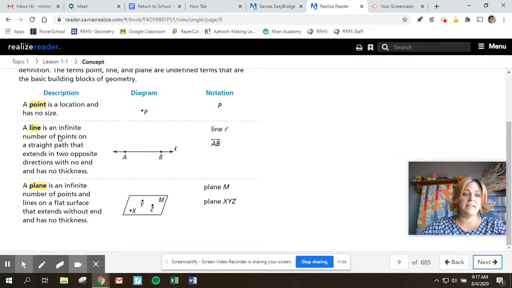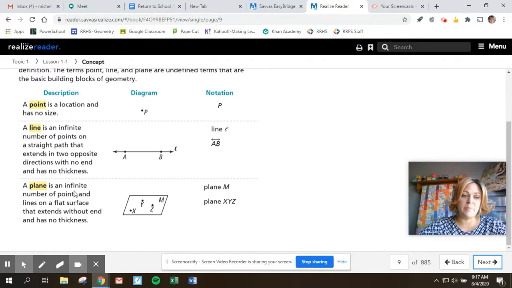A line, an infinite number of points on a straight path that extends in 2 opposite directions. Notice there are arrows on both ends. You can write it out or name it, saying line L using that cursive letter, or line AB using 2 points on the line. So notice, because I won't always be here, you would need to read the description, look at the visual, and try to determine why the notation is what it is.